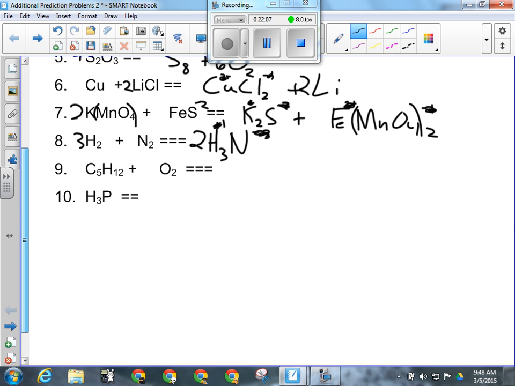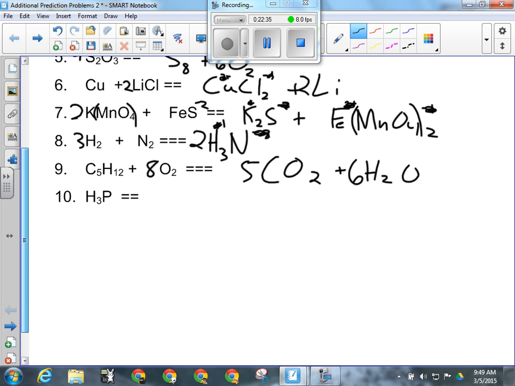For number 9, I've got C5H12 plus oxygen, so we're looking at a combustion reaction. Our products are CO2 and water. Odd number, so I don't need to apply the rule of 2. 5 here, 6 there. 5 times 2 is 10, plus 6 more is 16. 8 times 2 is 16.